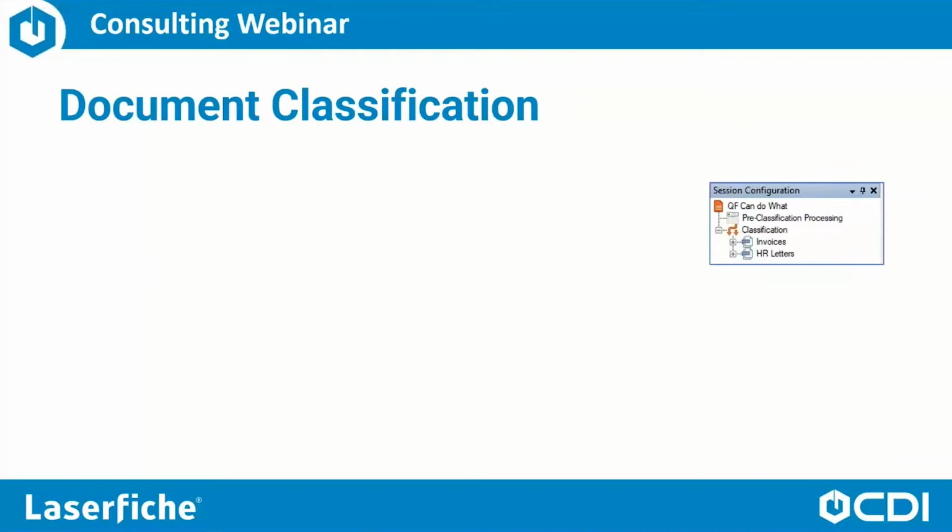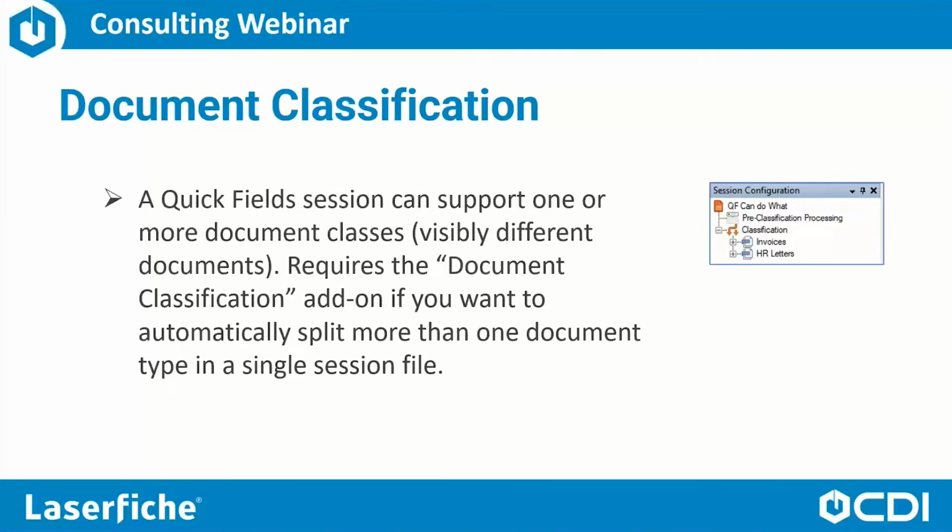The next process we'll be looking at today is the document classification process. And this is available with the purchase of the document classification add-on to Quick Fields. With this add-on, it is possible to separate documents into multiple different document classes, which will help you speed up scanning by identifying different types of documents within one big stack of papers. This will allow you to not have to pre-sort all of your documents prior to scanning. Quick Fields will be able to sort them for you.